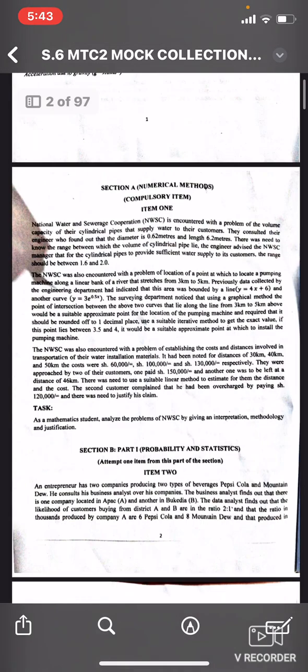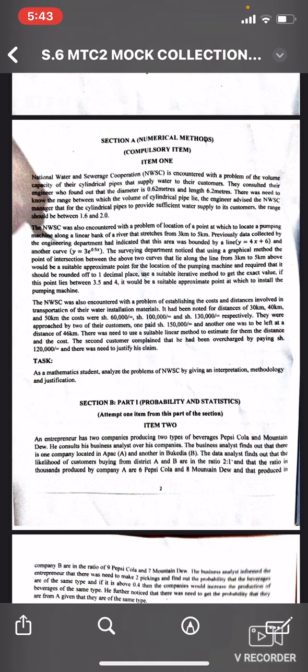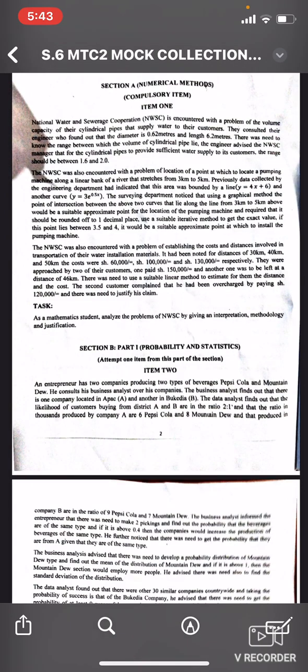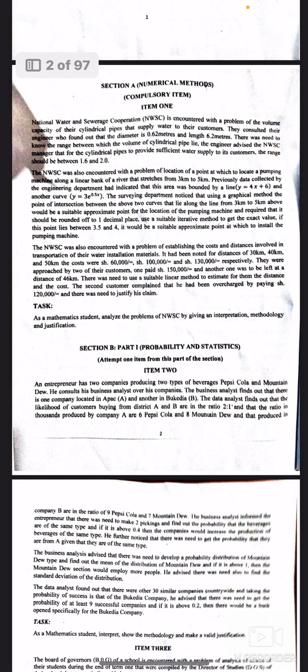This is one of the most interesting Item 1 Math 2. So before breaking down this item for you, allow me to read the item. The question says that the National Water and Sewage Corporation is encountered with the problem of the volume capacity of their cylindrical pipes that supply water to their customers.